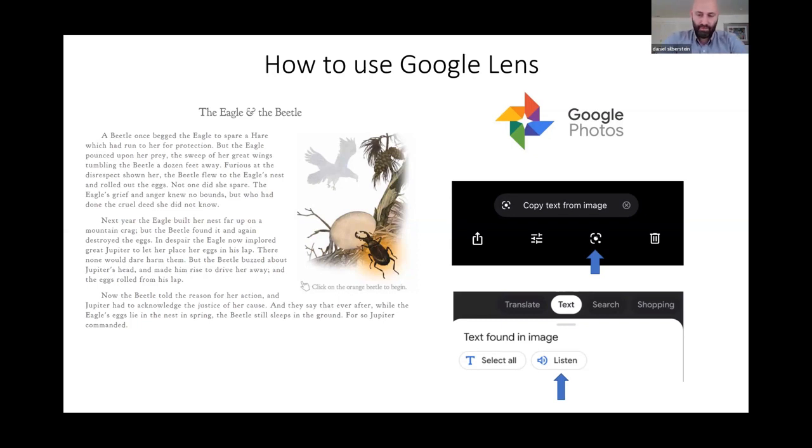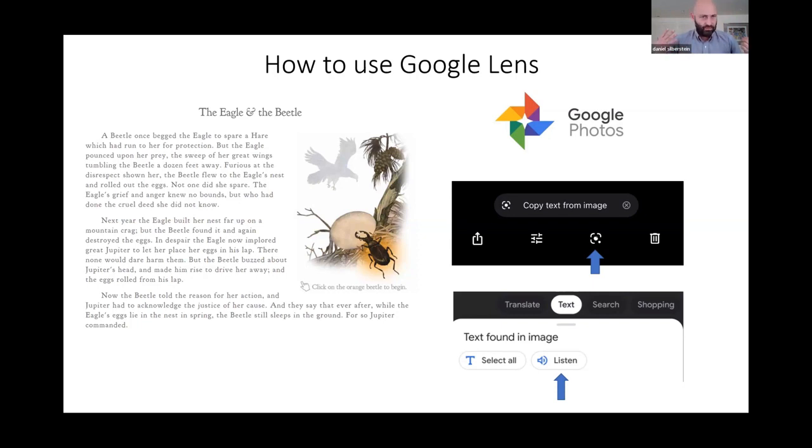The eagle and the beetle. A beetle once begged the eagle to spare a hare which had run to her for protection. But the eagle... you can actually make it a little bit slower, that talks like I talk. But any sort of text becomes text to speech. So you can just take a picture of whatever, and then it can read it to you.